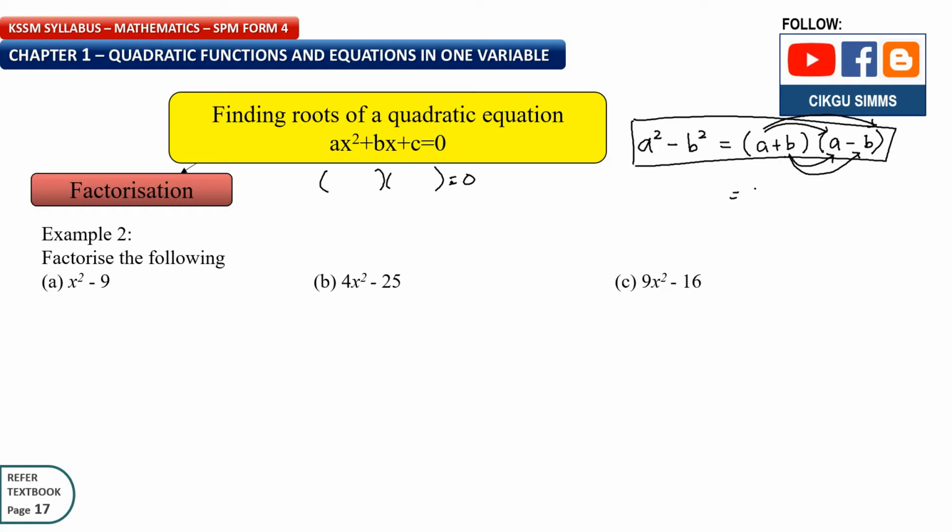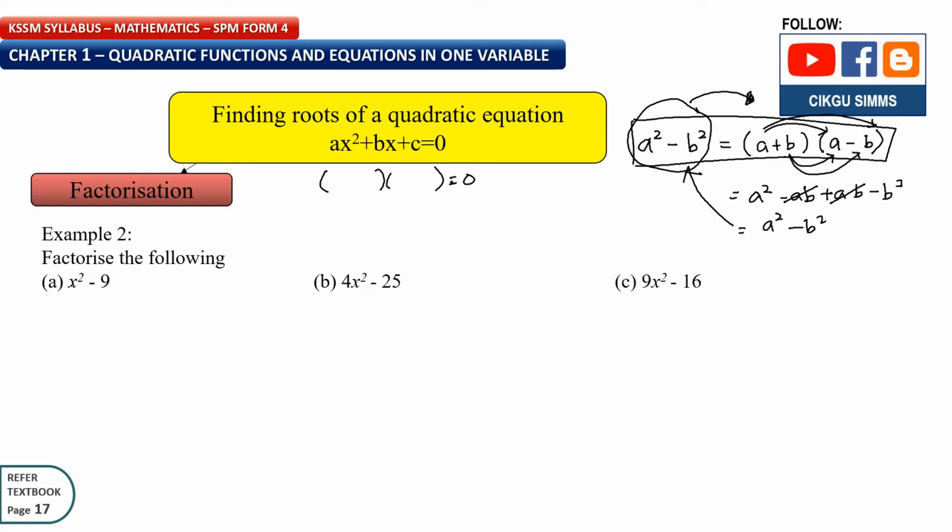So a times a, you get a squared. A times minus b, you get minus ab. Plus b times a, you get plus ab. Plus b times minus b, you get minus b squared. Minus ab plus ab, these two are gone. So what is left? a squared minus b squared. You see, it's the same thing. So this is the formula. Whatever is in this form, we can turn into this form, which is two brackets.